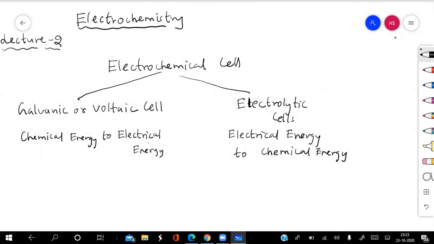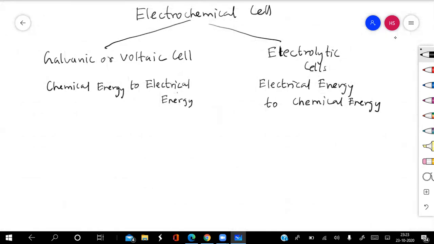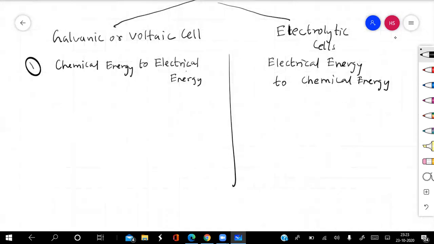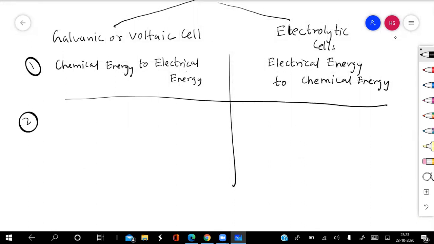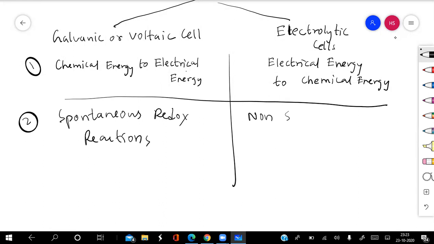Now suppose I distinguish between these two different types of cells. My first point is the one I have just written. Now let us understand the second point of distinction between these two types of cell. In a galvanic or voltaic cell, a spontaneous redox reaction takes place, and here, in the electrolytic cell, a non-spontaneous redox reaction takes place.